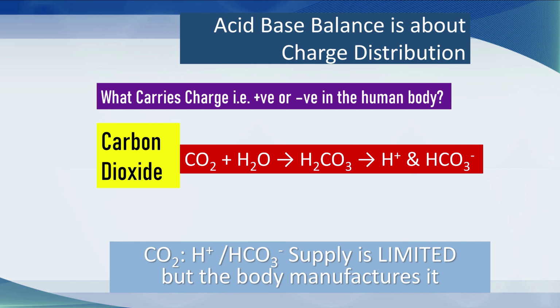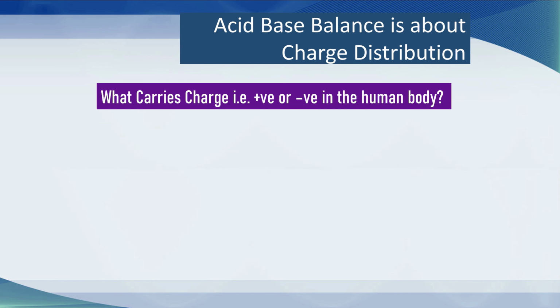Now, the carbon dioxide bicarbonate supply is actually limited despite the body manufacturing it, because the body tries to lock the PCO2 to 40 millimeters of mercury or 5.1 kPa and the bicarbonate to around 24 milliequivalents per liter. And they stay there. When you start to exercise and you start to ventilate more, what the body's trying to do is get that CO2 to where it belongs, 40, 5.1 and 24 milliequivalents per liter. It's only when patients hypoventilate that the bicarbonate level rises and the CO2 level rises.